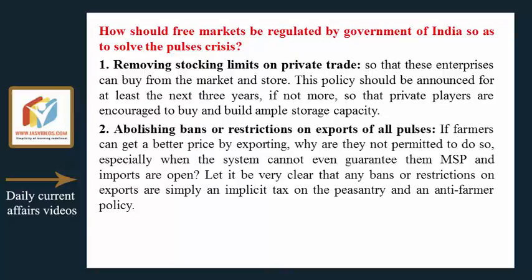2. Abolishing bans or restrictions on exports of all pulses. If farmers can get a better price by exporting, why are they not permitted to do so, especially when the system cannot even guarantee them MSP and imports are open? Let it be very clear that any bans or restrictions on exports are simply an implicit tax on the peasantry and an anti-farmer policy.